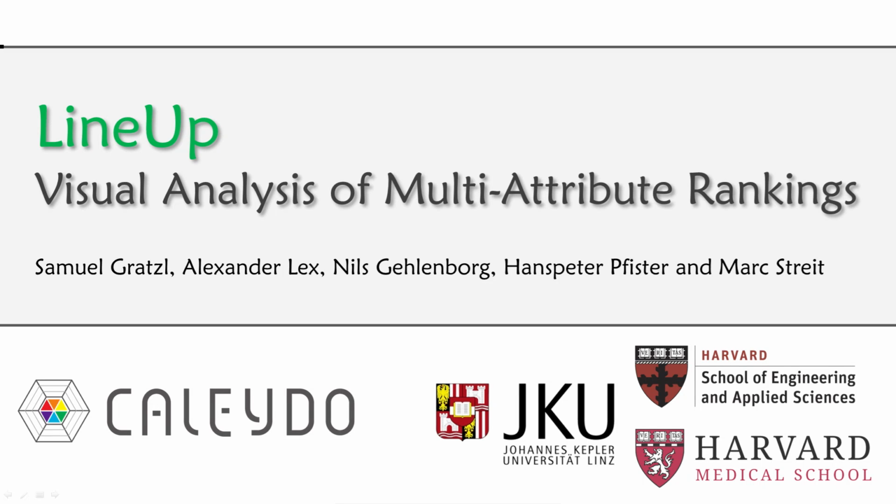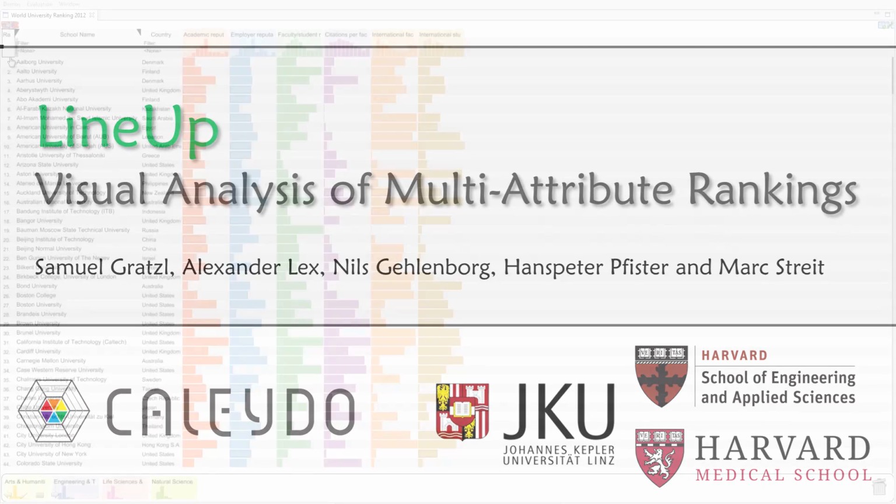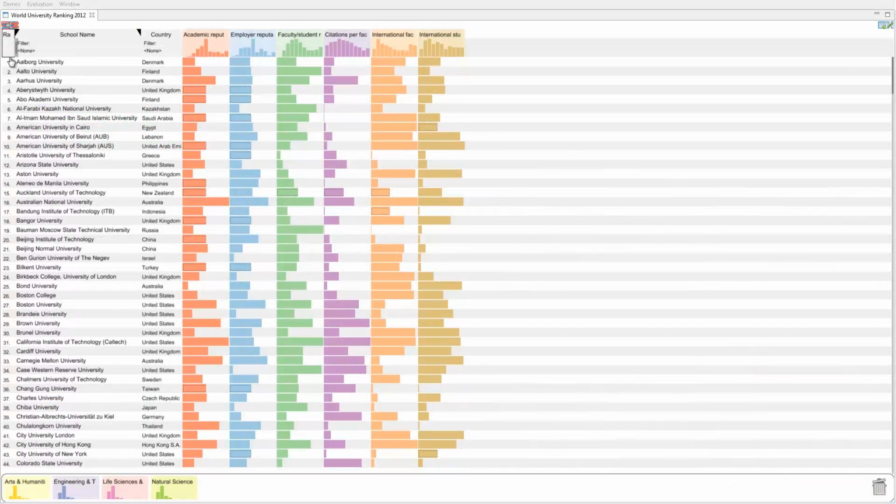LineUp is an interactive technique to create, visualize, and explore multi-attribute rankings. This is the main LineUp interface. Let's assume we are prospective students looking for a university. We've loaded the QS World University Ranking dataset from 2012.